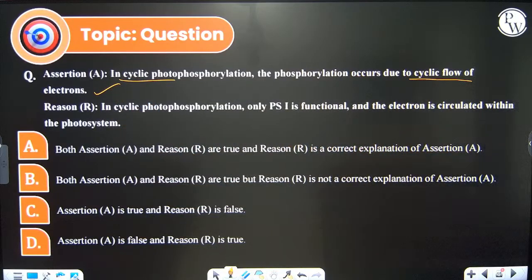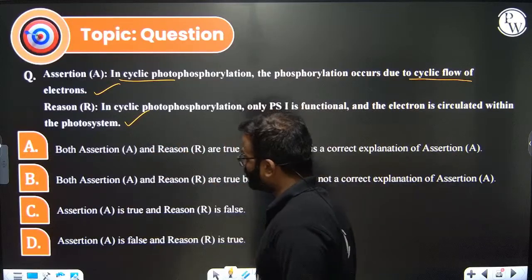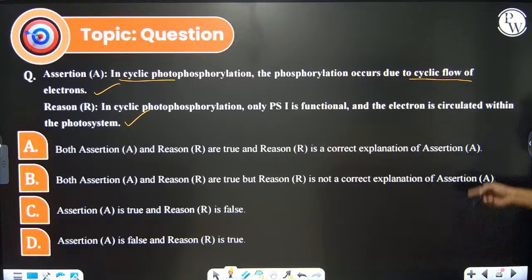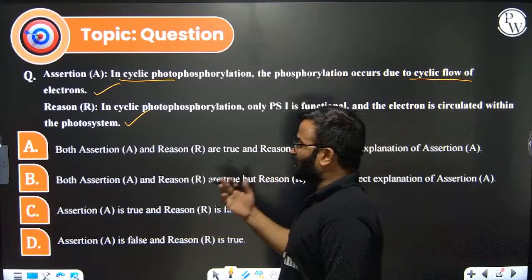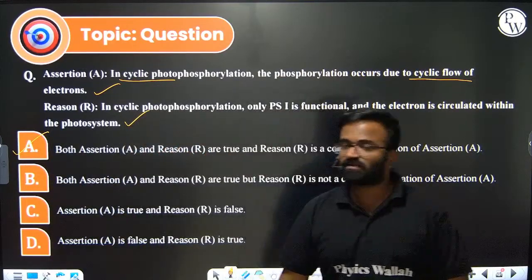In cyclic photophosphorylation, only PS1 is functional and the electron is circulated within the photosystem, which is true. Is it explaining why it is called cyclic? Yes, it is circulating back. So I would say both the statements are true and it is giving a right explanation as well. So I'll go with A as the answer.